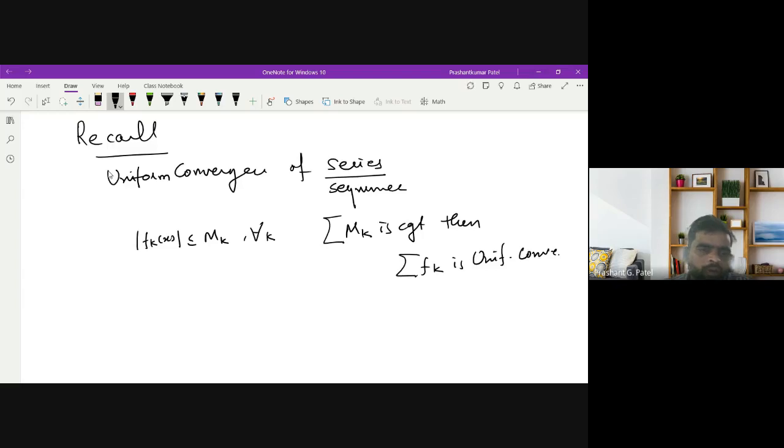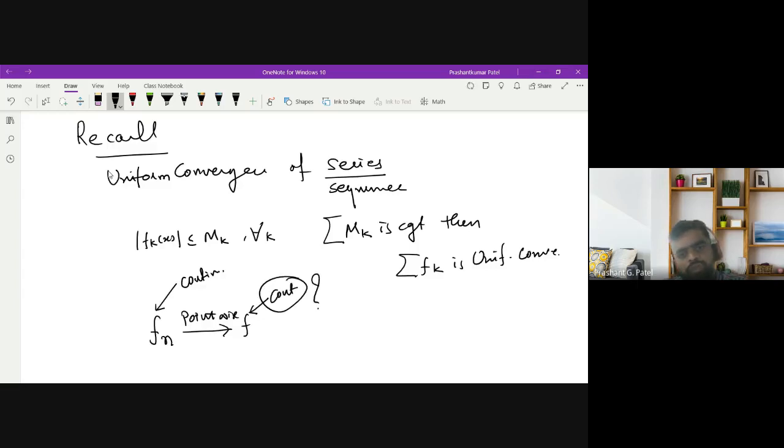Also, we have discussed in the previous lecture that if you have a sequence fn which converges to f pointwise, where each of these functions fn is continuous, it does not mean that the limit function f is continuous. So it will not guarantee that the limit function will be continuous under pointwise convergence. That means under pointwise convergence, continuity will not be preserved.